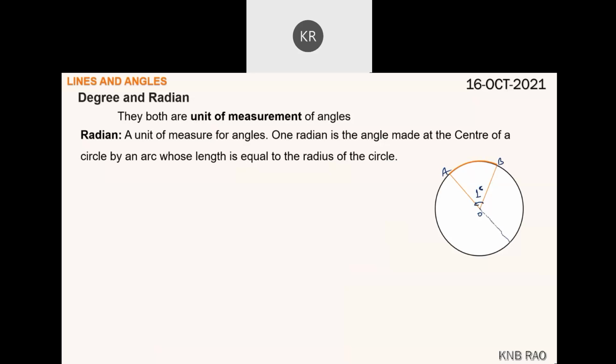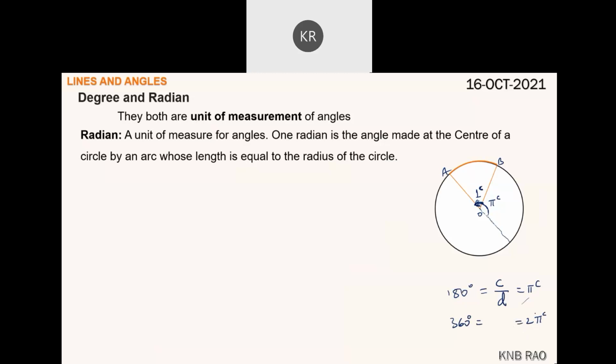And remember, this 180 degrees, the diameter, forms pi radians. That's how C by D is pi radians. Understood? The straight angle 180 degrees is called pi radians. Then 360 degrees is 180 into 2, so pi into 2. So 2 pi radians will be 360 degrees.